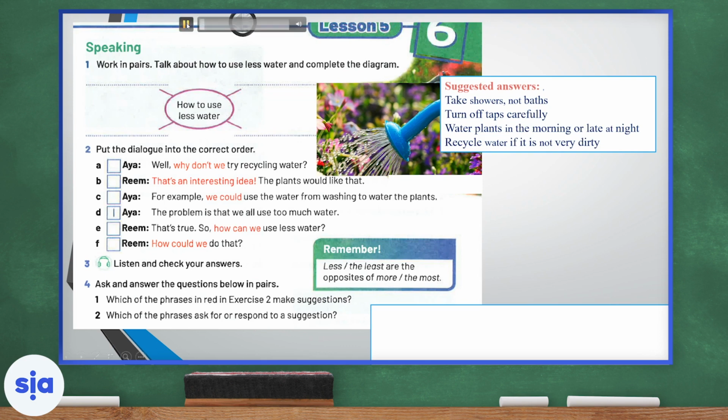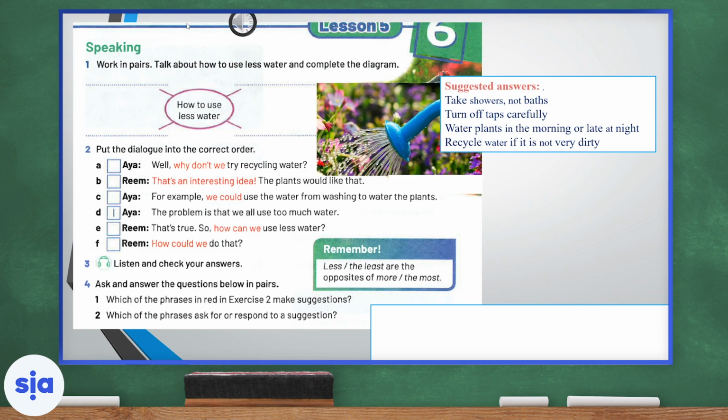The problem is that we all use too much water. That's true. So how can we use less water? Well, why don't we try recycling water? How can we do that? For example, we could use the water from washing to water the plants. That's an interesting idea. The plants would like that.